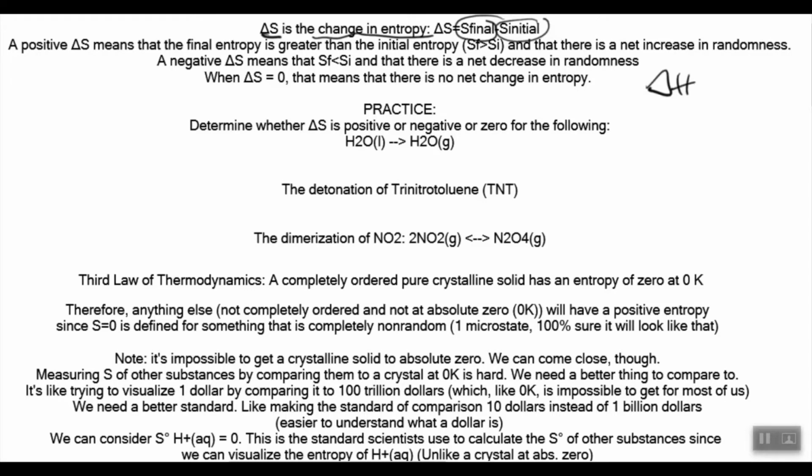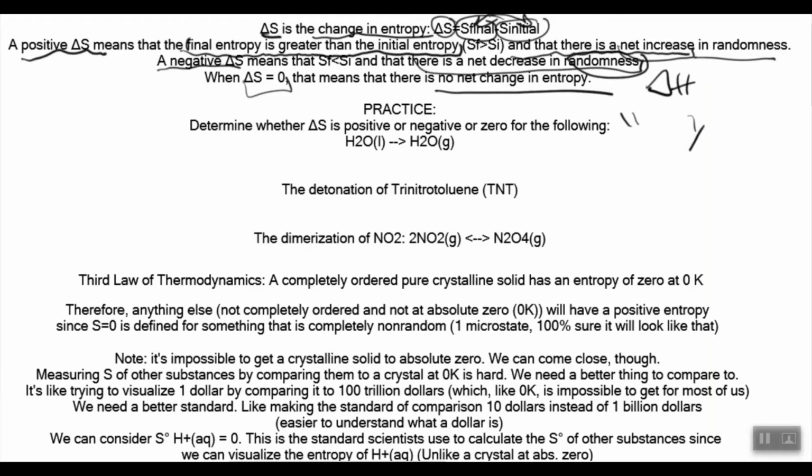And yeah, a positive delta S means that the final entropy is greater than the initial entropy. So obviously, if this is greater than this, and when you subtract them, you will get a positive delta S. And thus, if there is a positive delta S, there is actually a net increase in randomness. Now, a negative delta S is the opposite. It means that there is a net decrease in randomness. Now, when delta S is 0, there is no net change in entropy, so we can say that the amount of randomness, quote-unquote, stays the same.